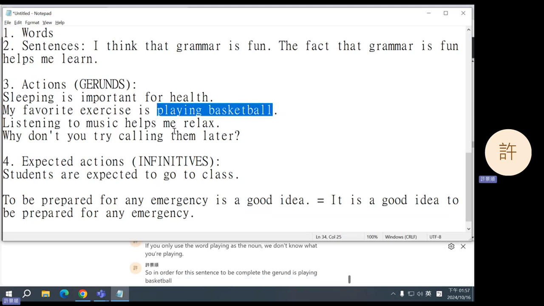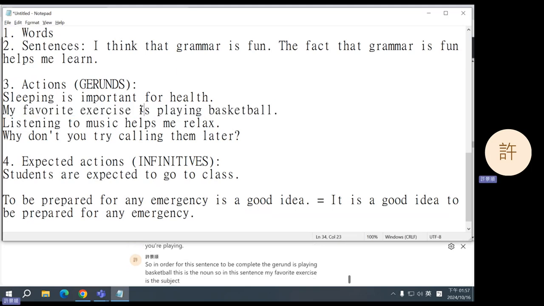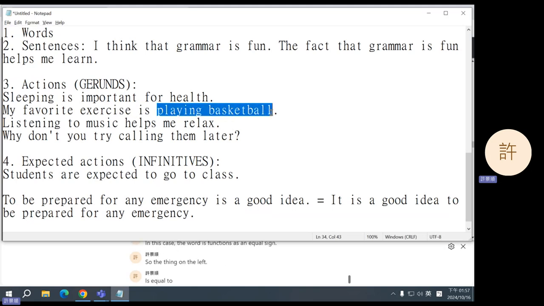This is the noun. So, in this sentence, my favorite exercise is the subject. Is is the main verb. In this case, the word is functions as an equal sign. So, the thing on the left is equal to the thing on the right. So this is also a noun, playing basketball.